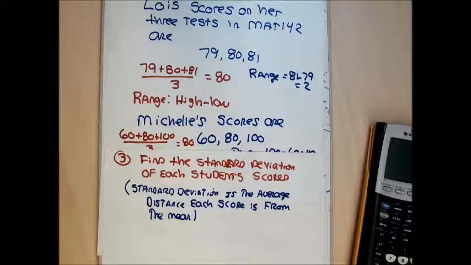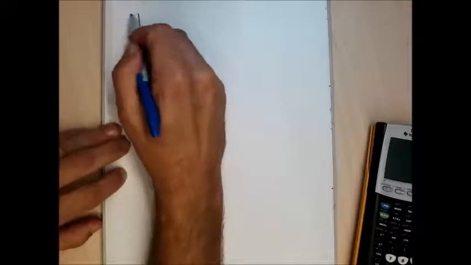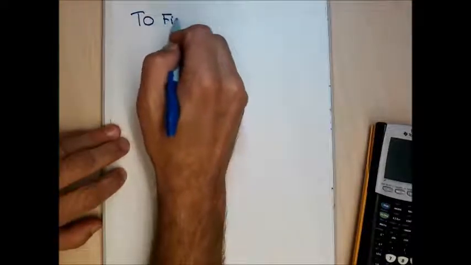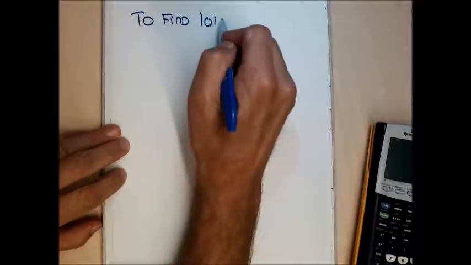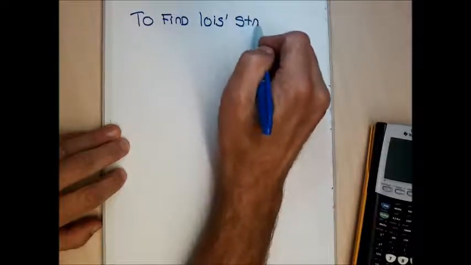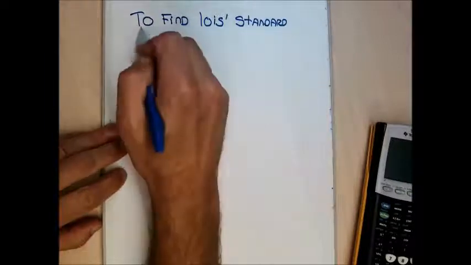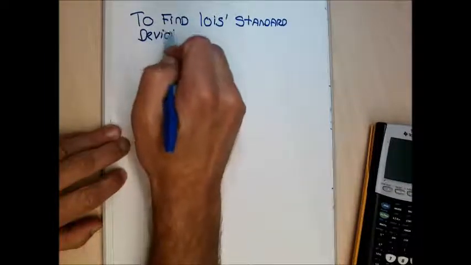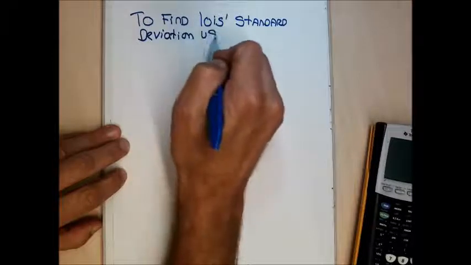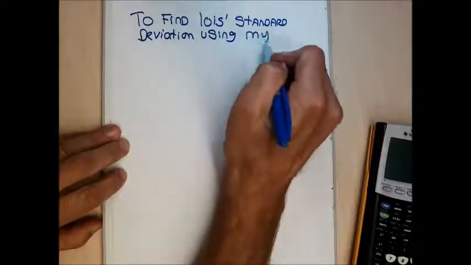So to find standard deviation on my calculator, I've got a chunk of work to do. And that chunk of work first involves getting the test scores on my calculator. So how do I find Lois's standard deviation of her test scores using my calculator?